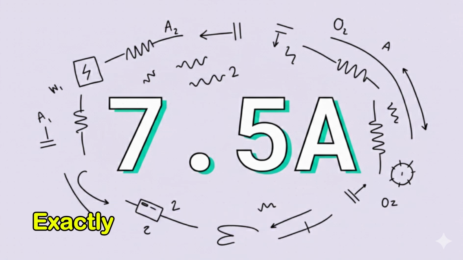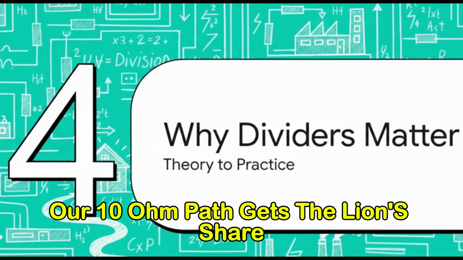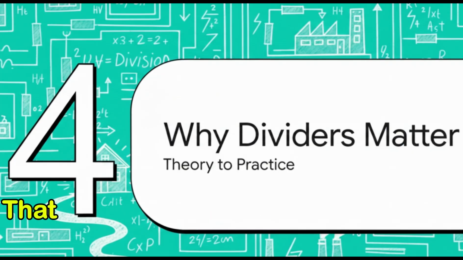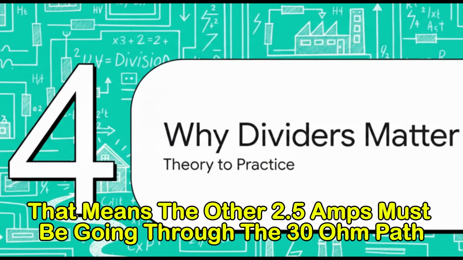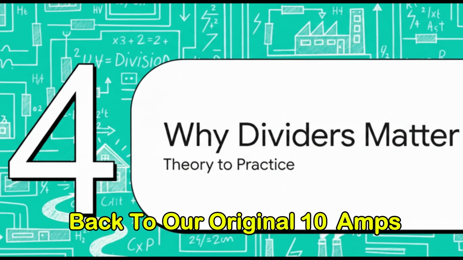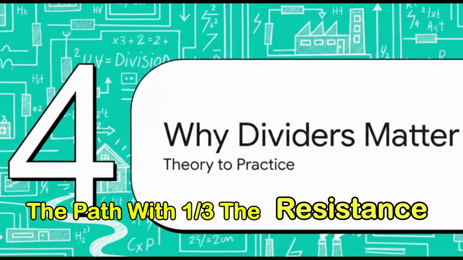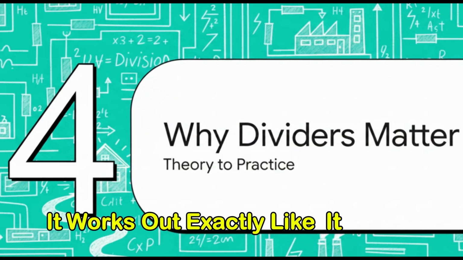Boom. Exactly what we found the long way, but in like a tenth of the time. So, just like we calculated, our 10 ohm path gets the lion's share, 7.5 amp. That means the other 2.5 amps must be going through the 30 ohm path. And look, it all adds up perfectly back to our original 10 amps. The path with 1/3 the resistance got 3 times the current. It works out exactly like it should.